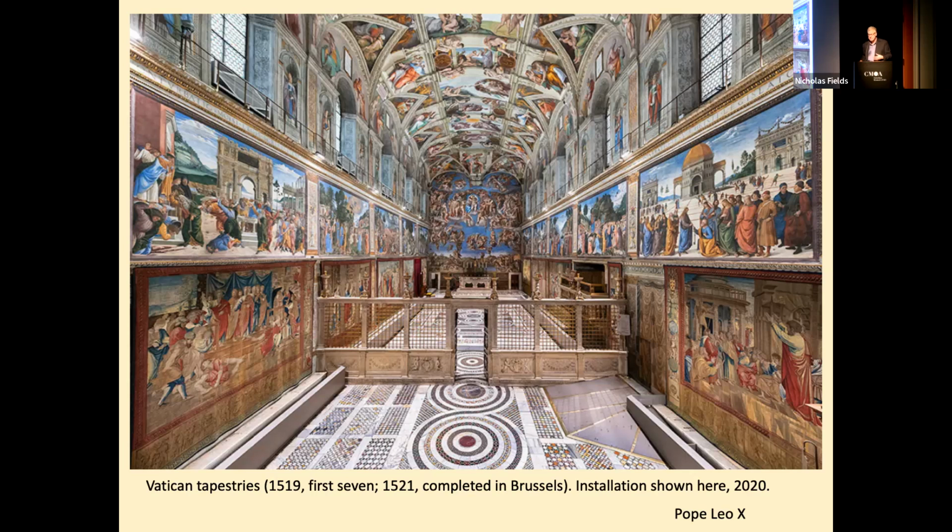These tapestries were woven in Brussels, and they were commissioned by the Pope to hang on the walls underneath sets of paintings by earlier Renaissance artists. And again, they were meant to be displayed in the Sistine Chapel on special occasions like Christmas and Easter. This photograph was taken in 2020, which was the 500th anniversary of Raphael's death, which is essentially the reason for the timing of the exhibition in Dresden and here.